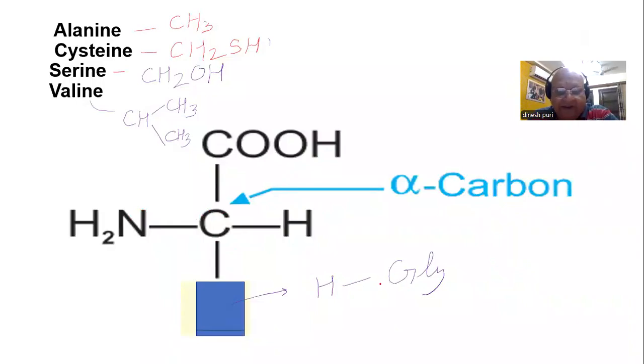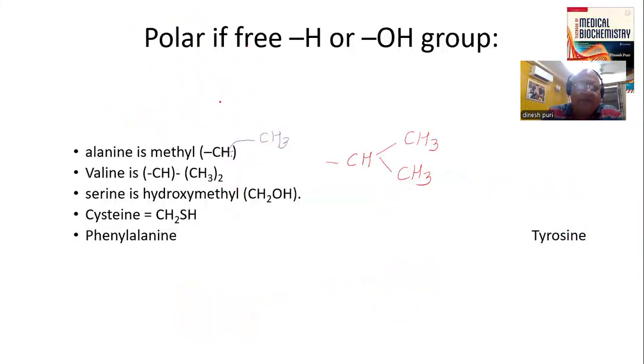For example, in glycine we saw the R group is H. In alanine, it is methyl. Cysteine has CH2SH, then serine, valine, etc. So the R group varies from one amino acid to another. Now, today we are going to study classification of the amino acids. There are 4 criteria for classification. The first one is based on polarity of the R group. So that is the first classification scheme.